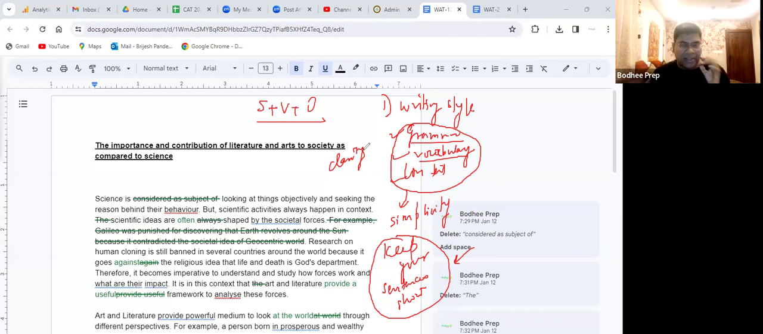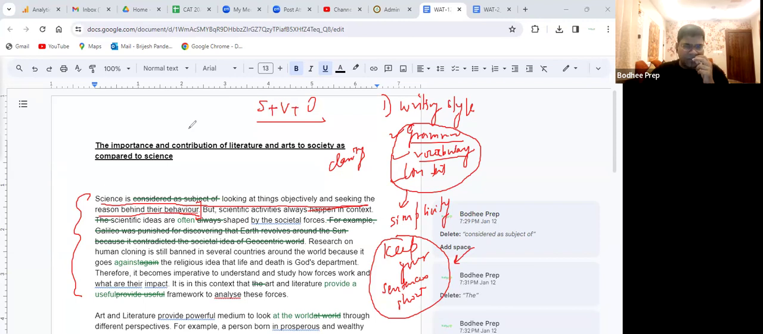Don't make that mistake. Okay, for example, if you look at this essay here, the importance and contribution of literature. So I'm going to read this first paragraph to you. And I will tell you the flaws that I have found here. In fact, I have stated the flaws. Now, science is considered as subject of looking at things objectively and seeking the reason behind their behavior. Now, when I look at this sentence, I feel this is too long. I mean, why should you make it so long? Right? According to me, it can be very simple. Science is a subject that encourages you to look at things objectively and logically.